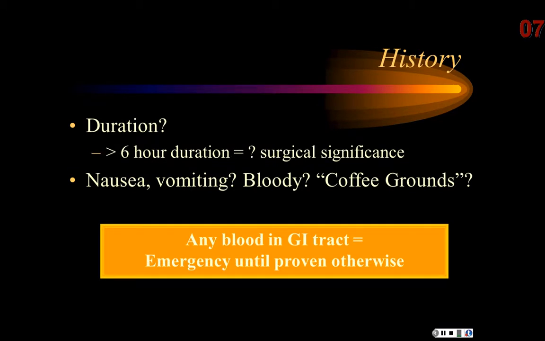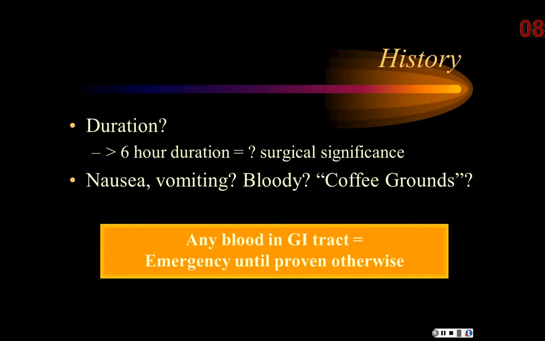So, how long has it been going on? Is there some surgical significance or not? Nausea and vomiting? Is there blood involved? Blood, when we vomit it, if it's been sitting in our stomach, it oxidizes and it looks like coffee grounds. And I mean that as literally as I can mean it. So how many of you are coffee drinkers? That's exactly what it looks like, only it's got that red tinge to it. It's the same consistency as wet coffee grounds.